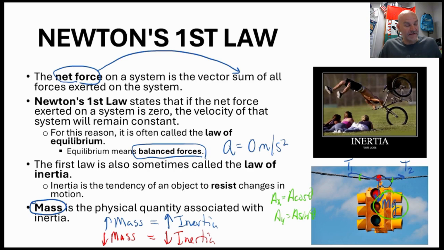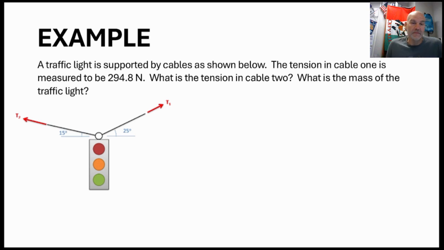All right, so let's look at an example problem using these concepts with tension. A traffic light is supported by a cable shown below. The tension on cable 1 is 294.8. What is the tension in cable 2, and then what is the mass of the traffic light?